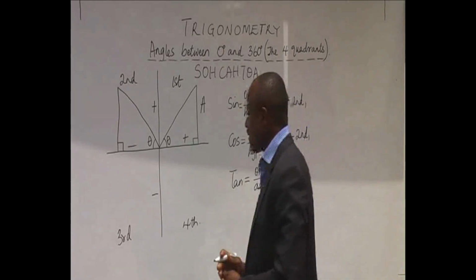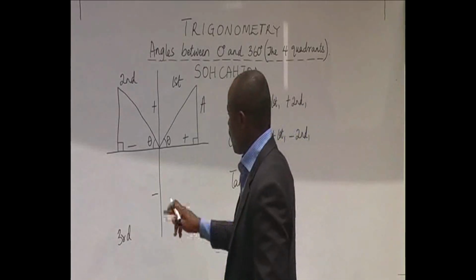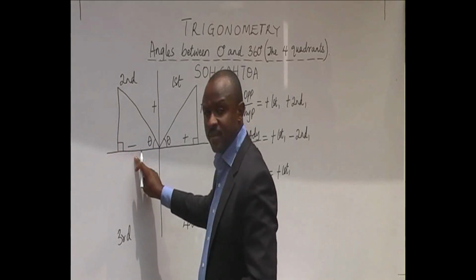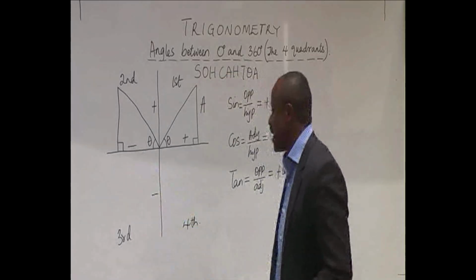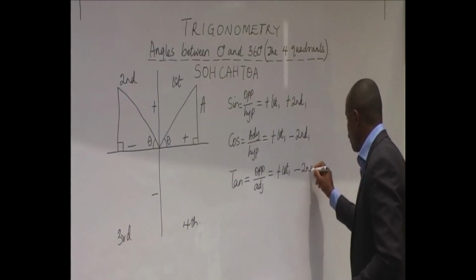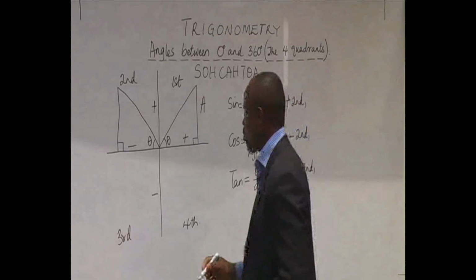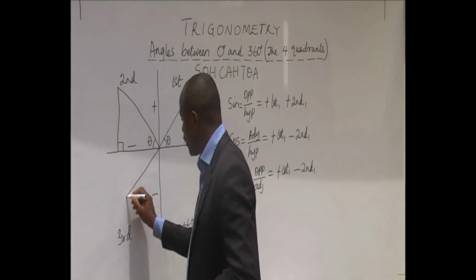Let's look at tangent. Tangent is opposite over adjacent. Opposite, positive, over adjacent, negative. Positive dividing negative will give you negative. That means our tangent is negative in the second quadrant. Now let's go to the third quadrant. The triangle of the third quadrant will be in this shape.